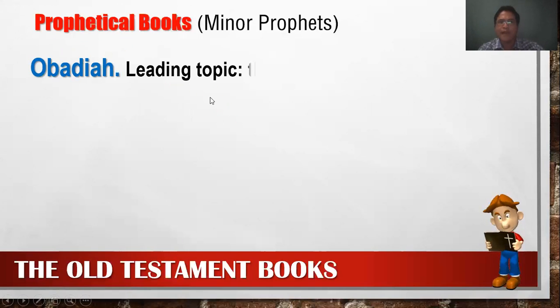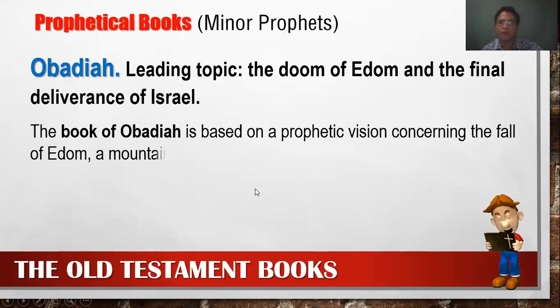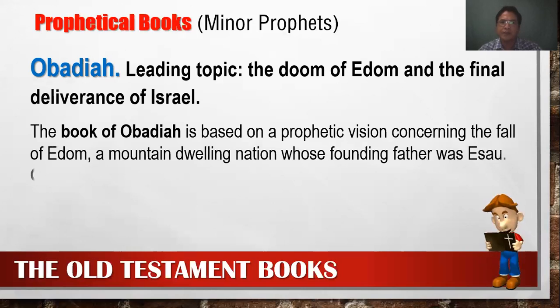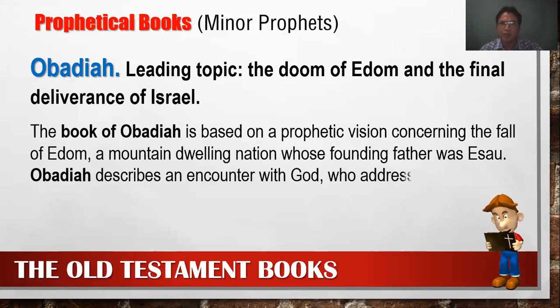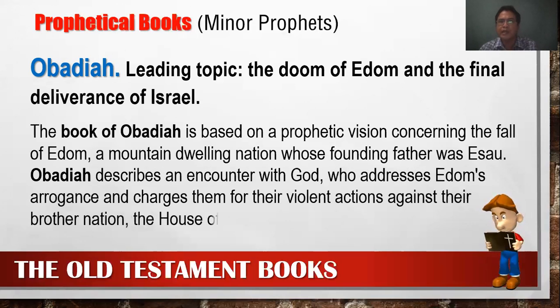The book of Obadiah. The leading topic of this book is the doom of Edom and the final deliverance of Israel. It's based on a prophetic vision concerning the fall of Edom, a mountain-dwelling nation whose founding father was Esau. Obadiah describes an encounter with God, who addresses Edom's arrogance and charges them for their violent actions against their brother nation, the house of Jacob, or Israel.